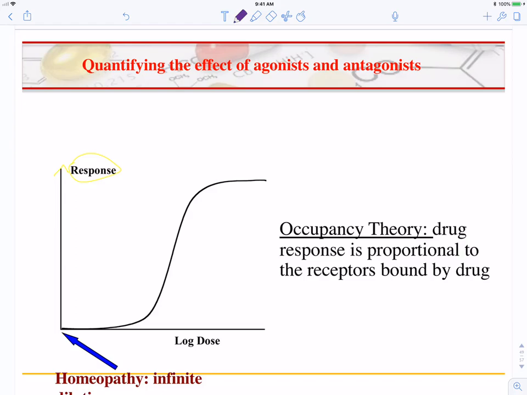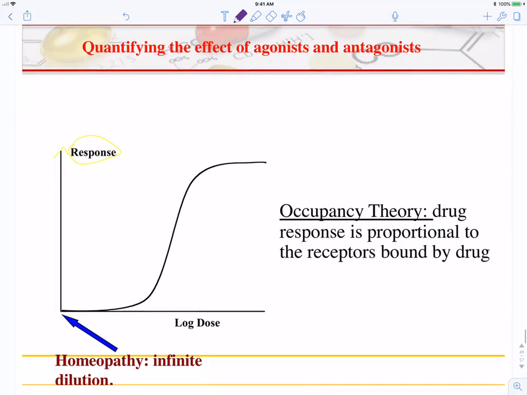Finally, let's look at how we quantify the effect of agonists and antagonists. So the underlying theory for all these interactions is the so-called receptor occupancy model, which basically interprets the activity of drugs at receptors as based on the binding of the ligand to the receptor.